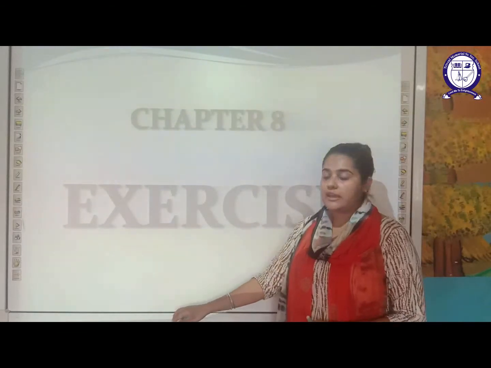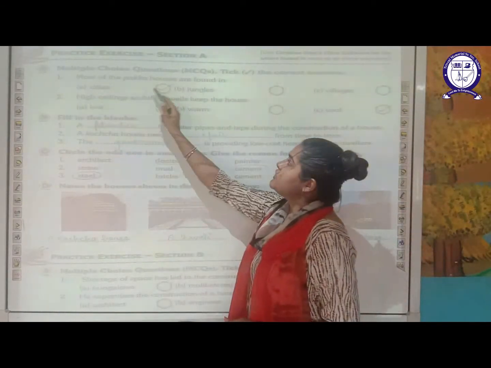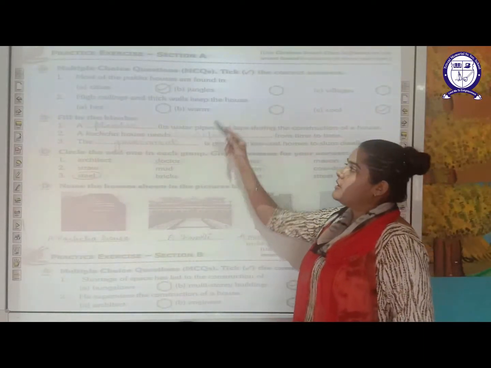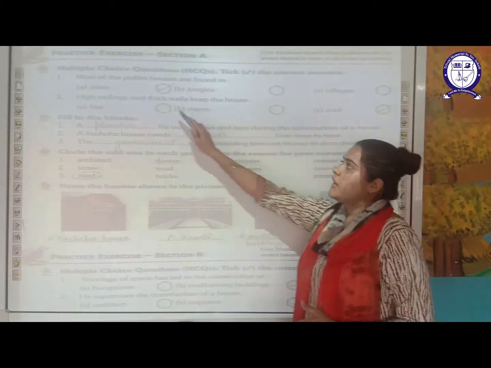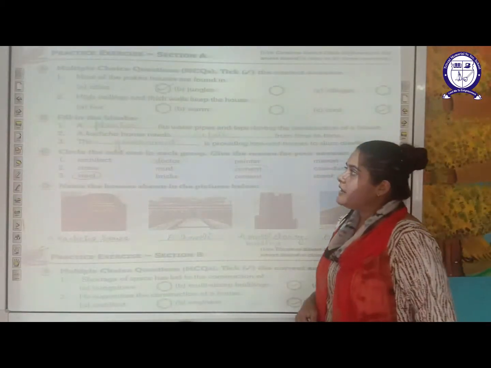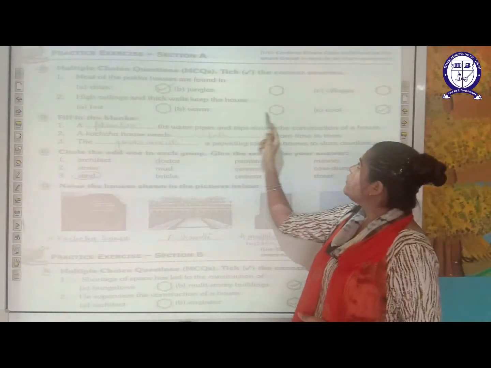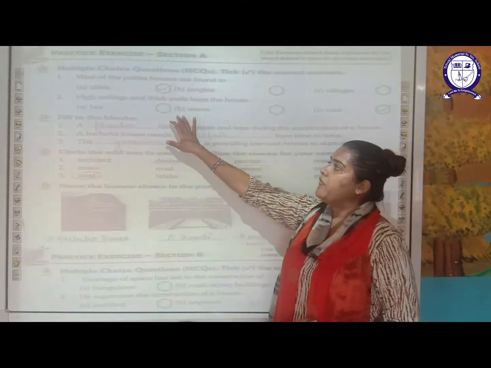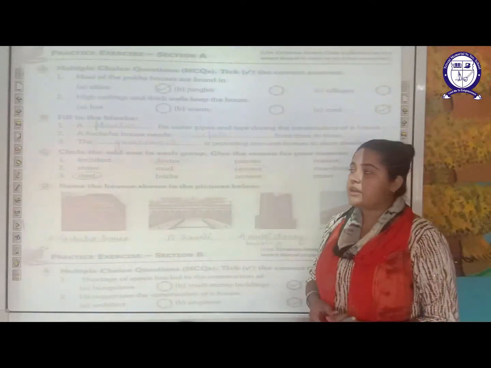Let's move on to the exercise part. Here is the first multiple choice question. Most of the Pakka houses are found in what? Cities, jungles or villages. They are found in the cities. The next is: high ceiling and thick walls keep the house hot, warm or cool. These houses have high ceilings and thick walls because they keep the house cool in the summer season.